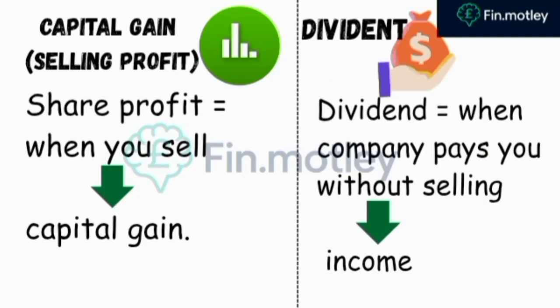Is it like share profit? No, it's not like share profit. Share profit is when you sell the share. That is capital gain. Dividend is when the company pays you without selling. That's income. Both are earnings from shares, but they are separate categories for tax purposes.